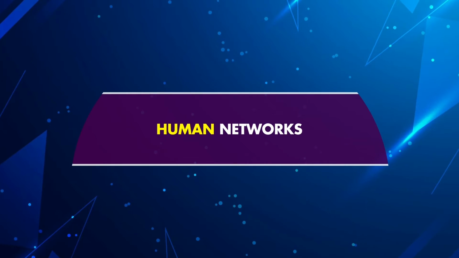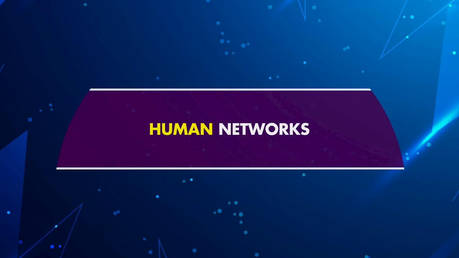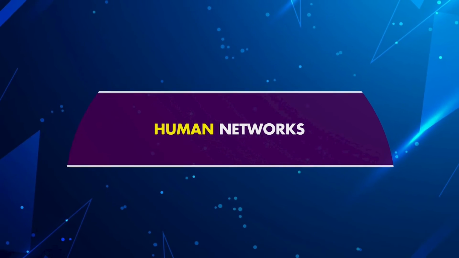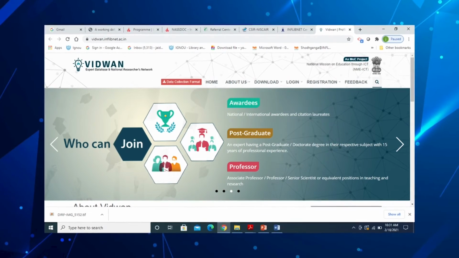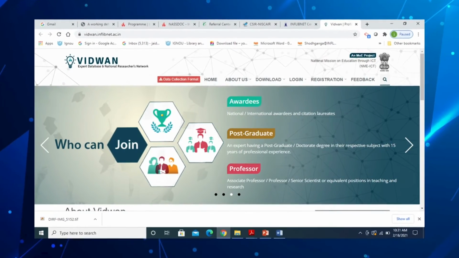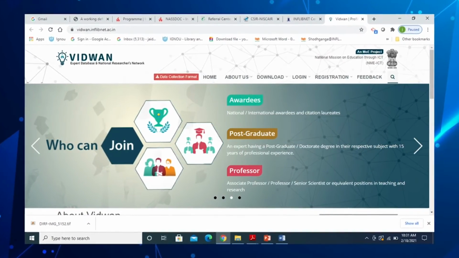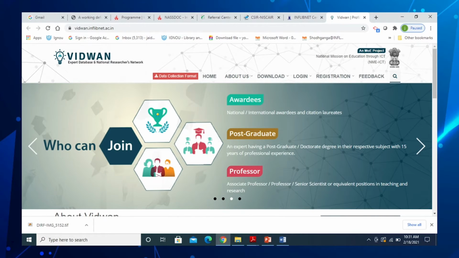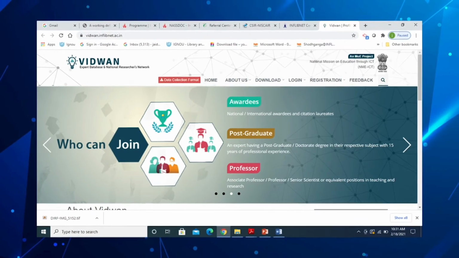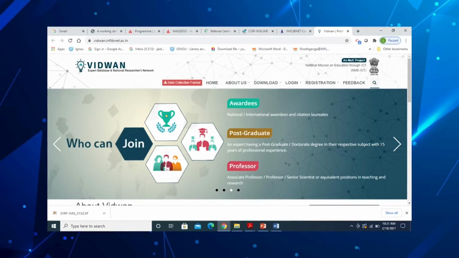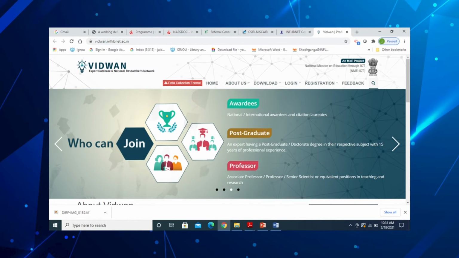There are human networks that exist to serve the information needs of users. And one example we have given here, INFLIBNET, is doing a great service as an information institution, and it provides us a database by the name of Vidwan, wherein they have a database of experts in different areas, and they provide access to this database, and this is an example of such a service.